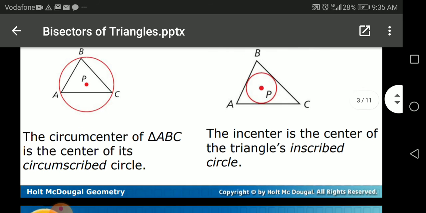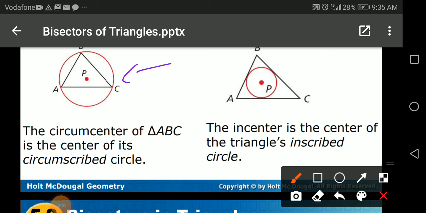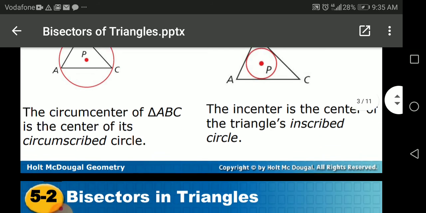Okay, what about this? Remember that we have here the circumcenter. If I draw here a circle surrounding this triangle and meeting the three vertices at the 3 points here, so this is called what? Circumscribed circle. Okay, and here if the circle is inside the triangle, it's called incenter. Incenter is the center of the triangle's inscribed circle. Okay, so the incenter here is P. Okay guys, let's complete up.